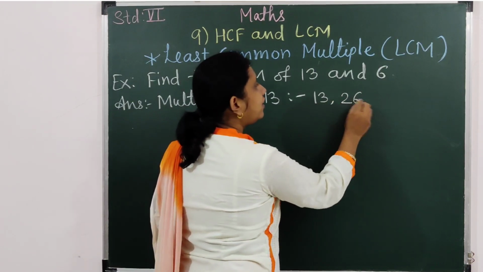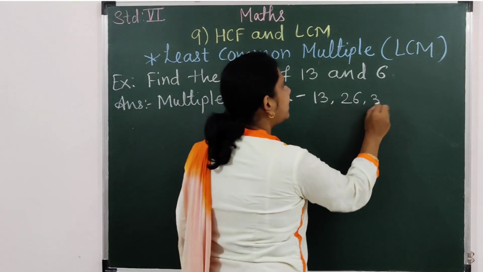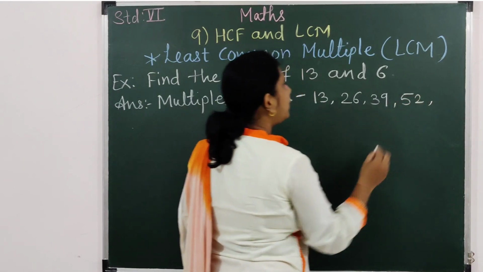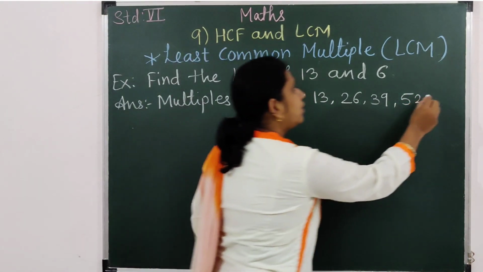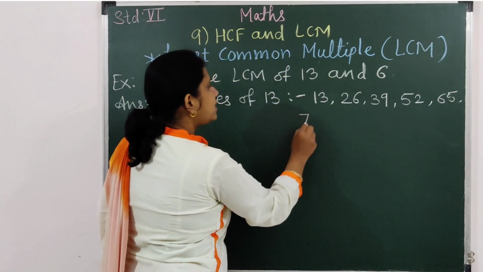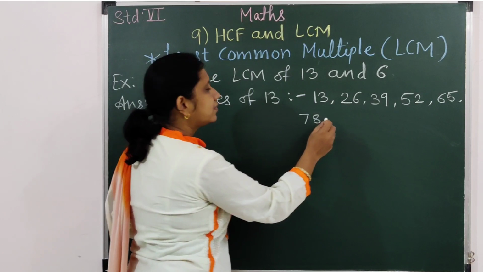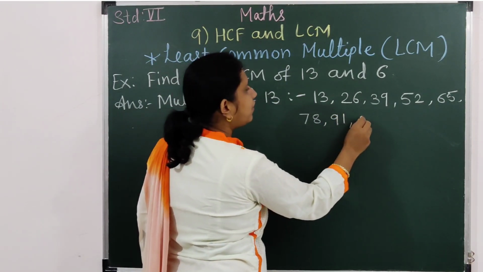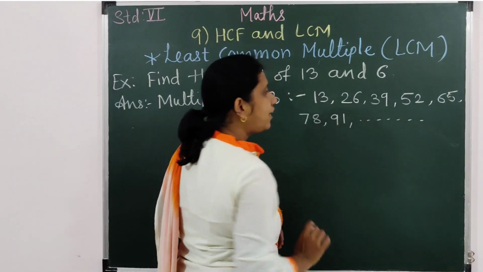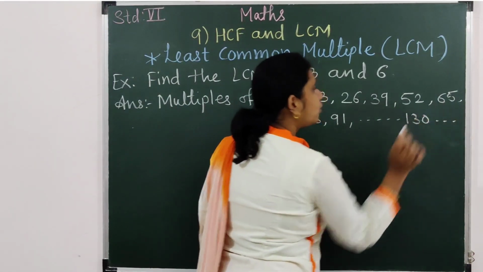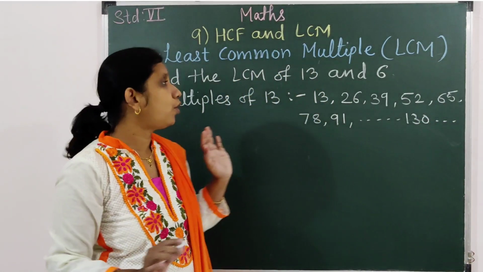13 ones are 13, 13 twos are 26, 13 threes are 39, 13 fours are 52, 13 fives are 65, 13 sixes are 78, 13 sevens are 91, and so on, like this 130. So on, you can write n number of multiples.